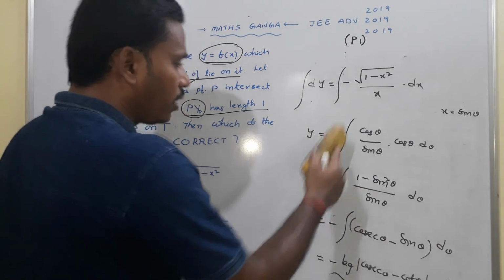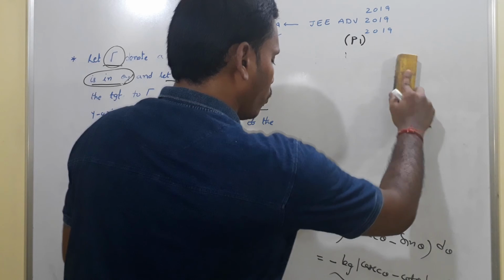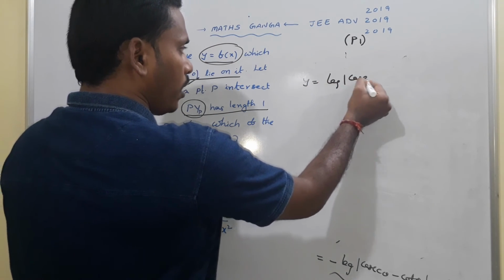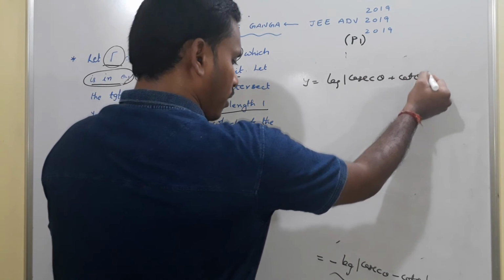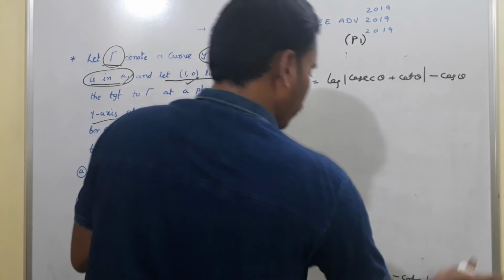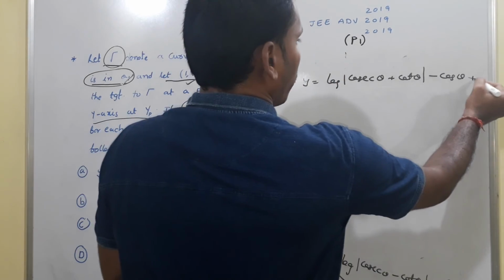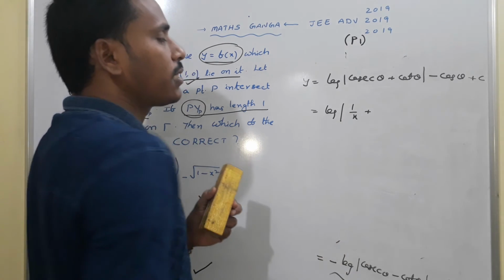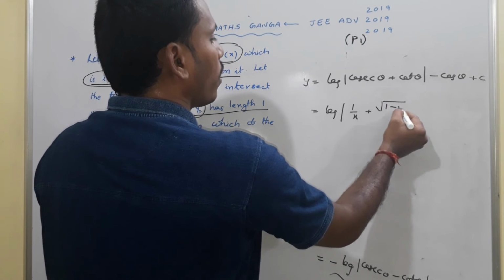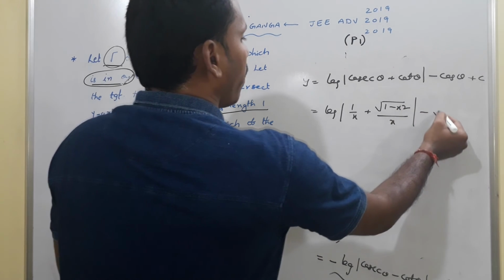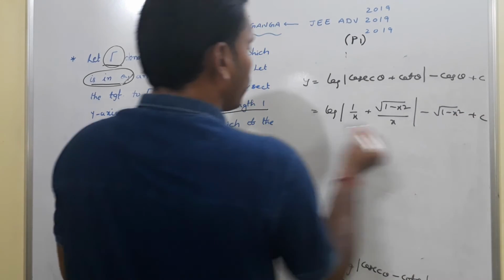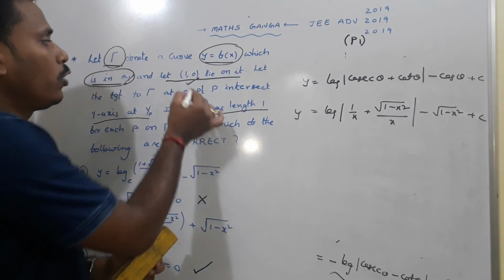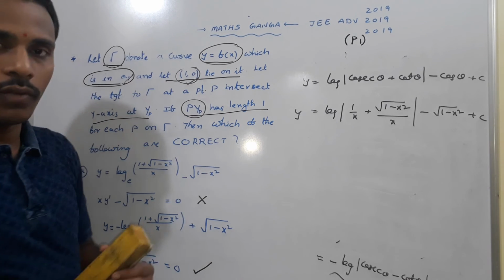So from this I have that y is equal to log of cosecant theta plus cot theta minus cos theta, plus some integration constant. We have log of cosecant theta as 1 by x, plus cot theta is cos theta by sine theta, nothing but root of 1 minus x square by x, minus root of 1 minus x square plus c, and this is y. To find the value of the integration constant c, I will use the point 1 comma 0. At x is equal to 1, y is 0.